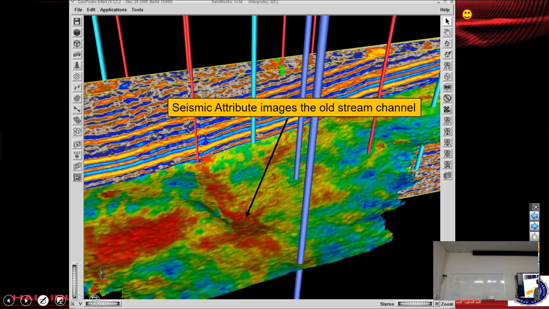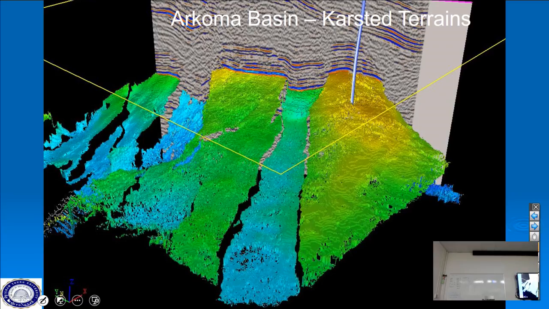So on this particular one, this particular attribute shows that there is a stream channel here. And this is probably, if you're familiar with deltas, a splay. Think Mississippi River. And when the water goes over the bank carrying sediment during flood time, it carries all those sediments out and then drops all the sediments in just some spot. Those are splays. Okay. This is from Oklahoma, Arkoma Basin.